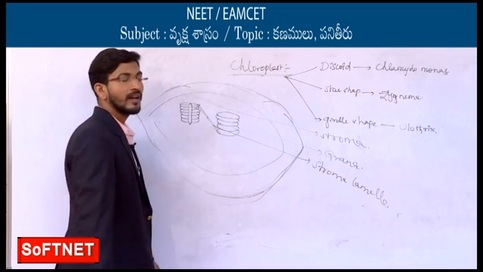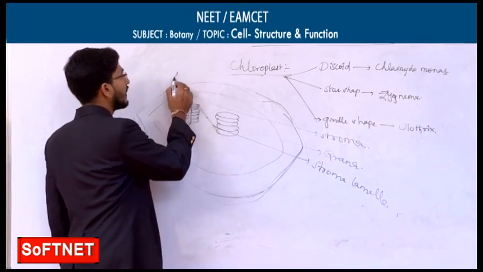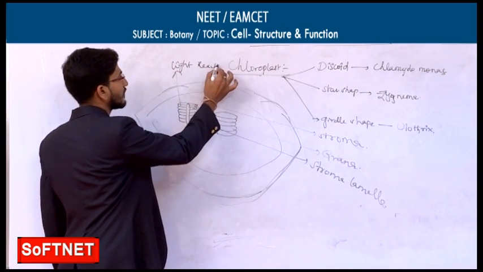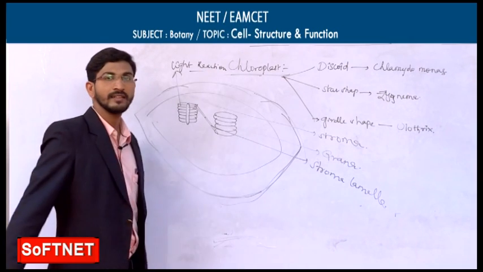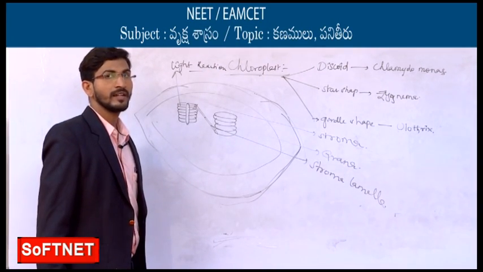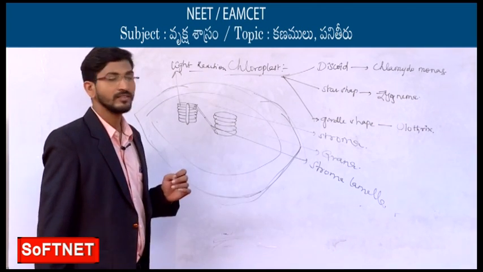So this grana is the site for the light reaction, where ATP and NADPH2 are produced, which is known as reducing power.